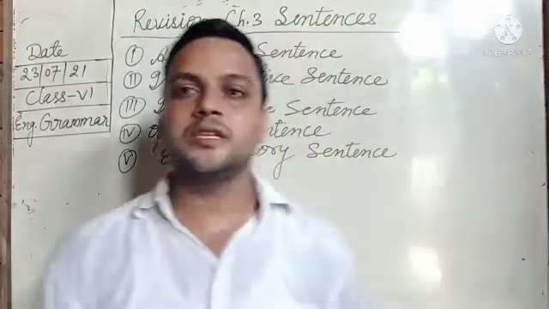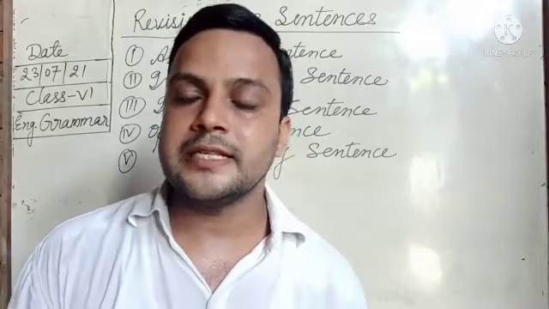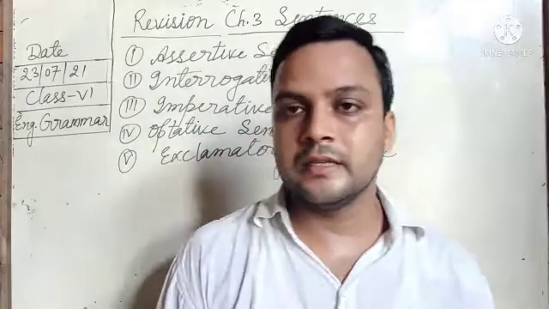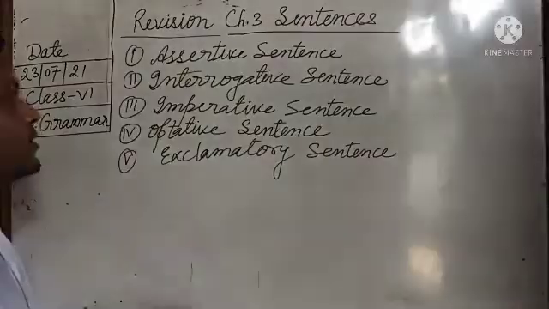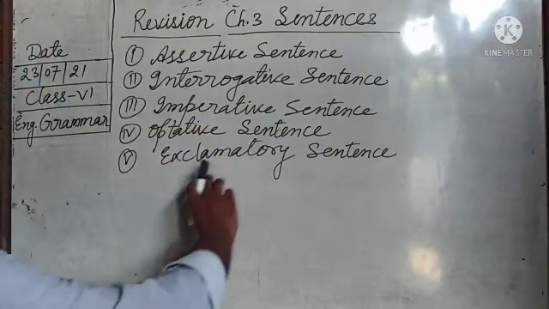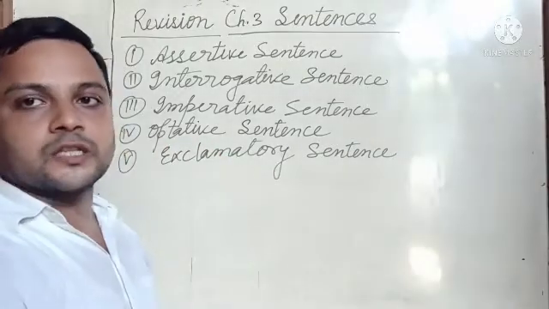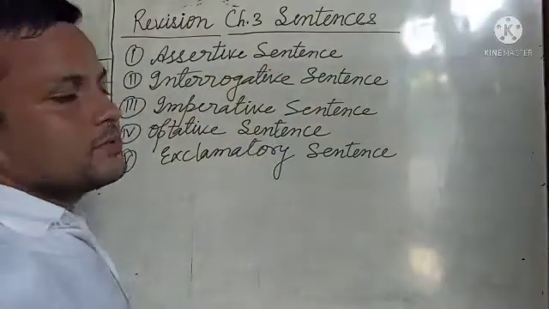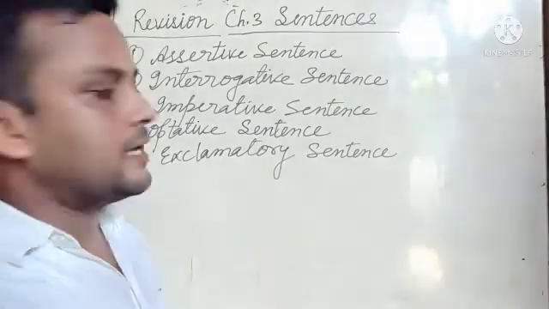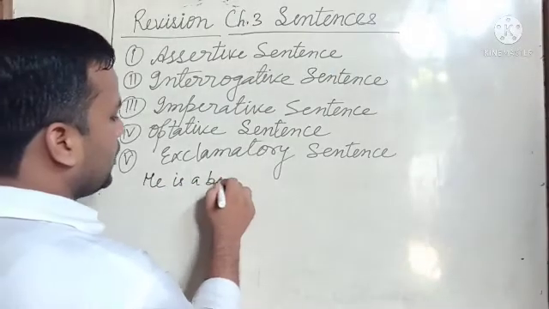Students, now see chapter number 3, that is sentences. Students, a sentence is a group of words which makes complete sense. Sentences are of 5 kinds. First one is assertive, interrogative, imperative, optative and exclamatory sentence. In your book, optative is not given, but it is also a kind.